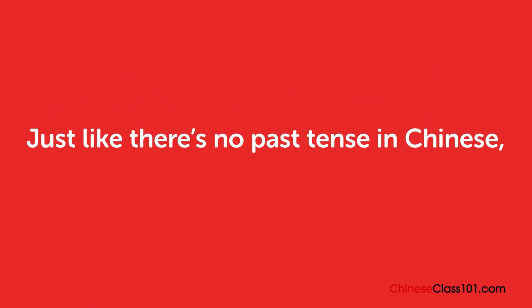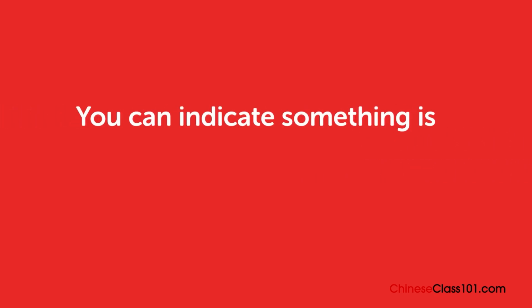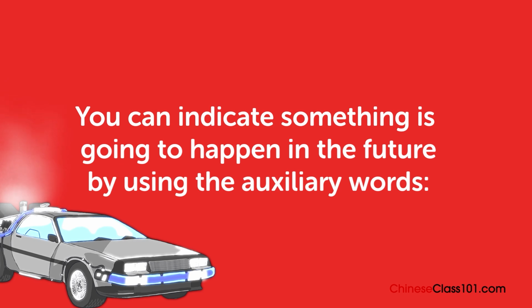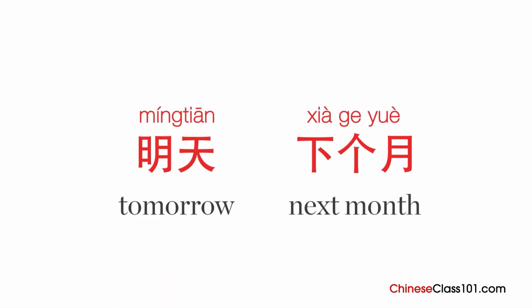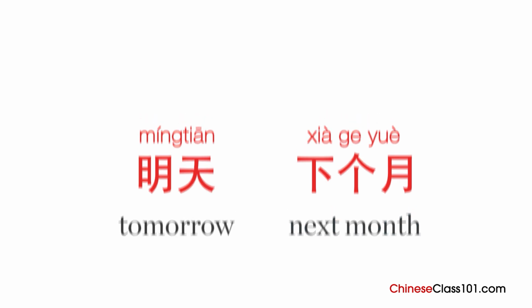The question for this lesson is, does Chinese have a future tense? Just like there's no past tense in Chinese, there's no future tense in Chinese either. You can indicate something is going to happen in the future by using the auxiliary words 会, 要, or add future time phrases like 明天, tomorrow, 下个月, next month, and so on.